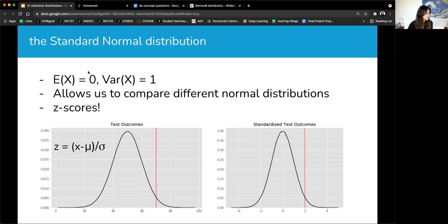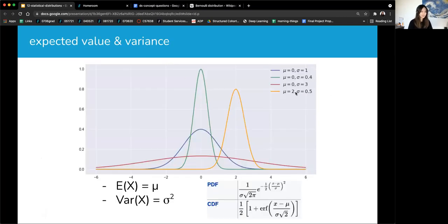The standard normal distribution always has an expected value of 0 and a variance of 1. That is actually very important to remember. A standard normal distribution always has expected value of 0 and variance equal to 1. This is a standard normal distribution, the one on the right here. Now you can take any normal distribution of any mean and standard deviation and transform it into a standard normal distribution. Let's say maybe there are 4 data science classes, and these are just our test scores.